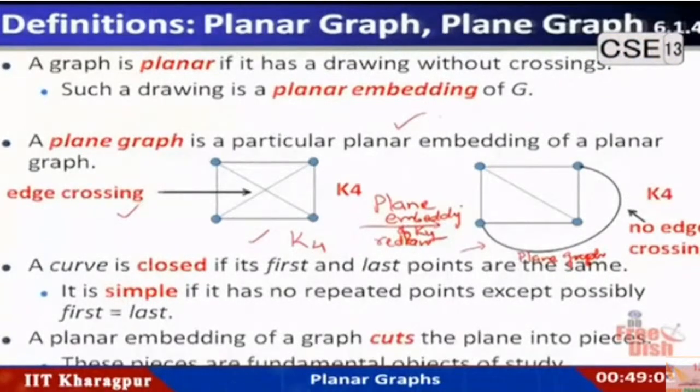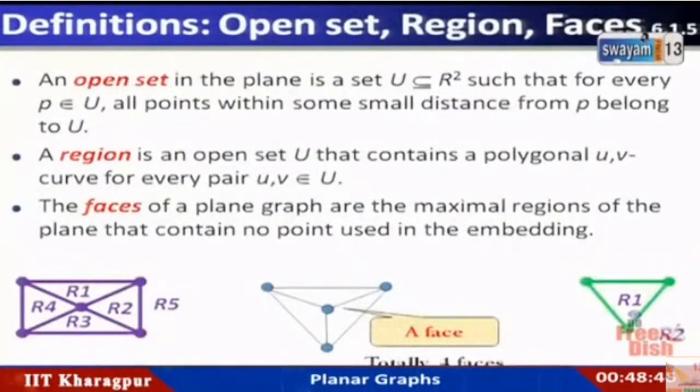A curve is closed if its first and last points are the same. It is simple if it has no repeated points except possibly the first and last. A planar embedding of a graph cuts the plane into pieces. These pieces are the fundamental objects of study in this topic. Definitions: open set, region, faces.